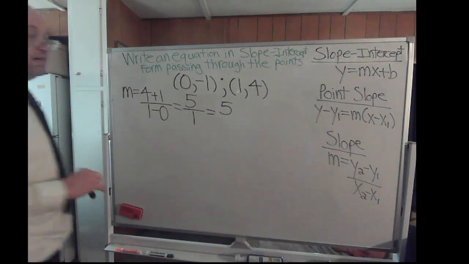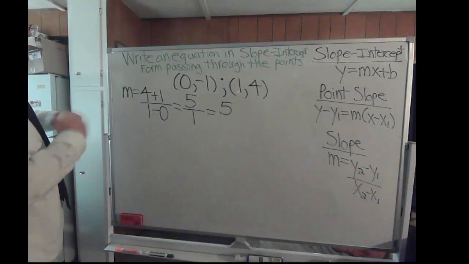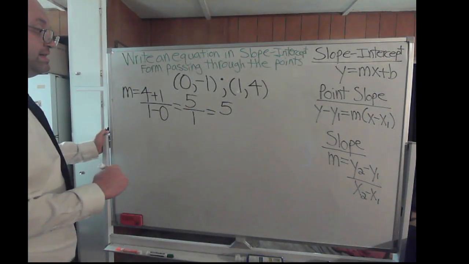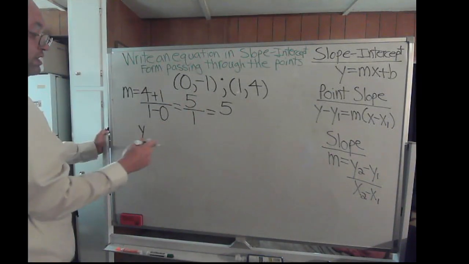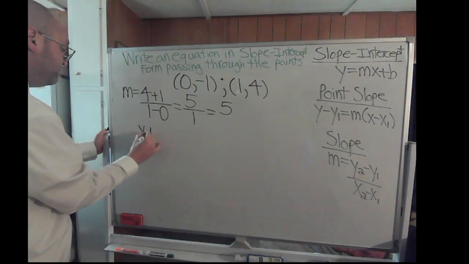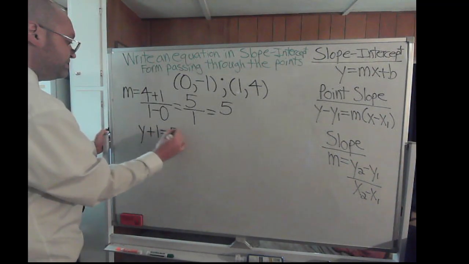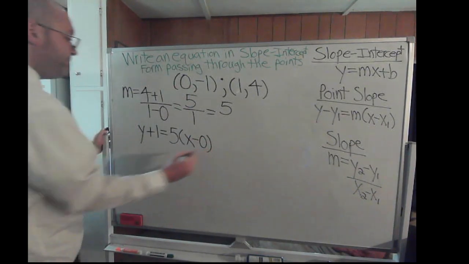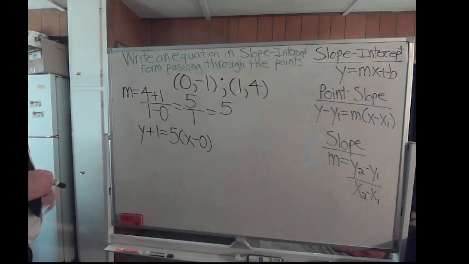Now that we've identified the slope, we can use the point slope form. Pick whichever point you like. I'm going to go with 0, negative 1 since there's a 0 in it. It's going to make life a lot easier. So y minus y sub 1, which is negative 1, y minus negative 1 turns out to be y plus 1. That's going to be equal to your slope of 5 times the quantity of x minus your x sub 1, which is 0. So you got y plus 1 equals 5 times the quantity of x minus 0 in point slope form.